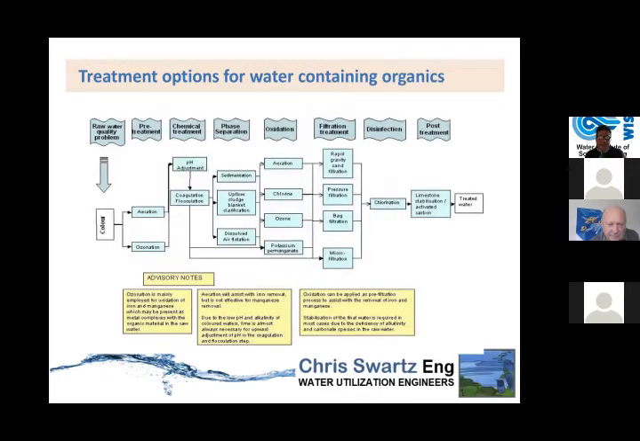For water containing organics or water with visible color, there are quite a few options to use. So you can use any of these routes to make up a process configuration to suit your needs. And we'll show you how you can decide on the best option for a specific situation. And that is what the guideline that we drew up for the Water Research Commission is all about.